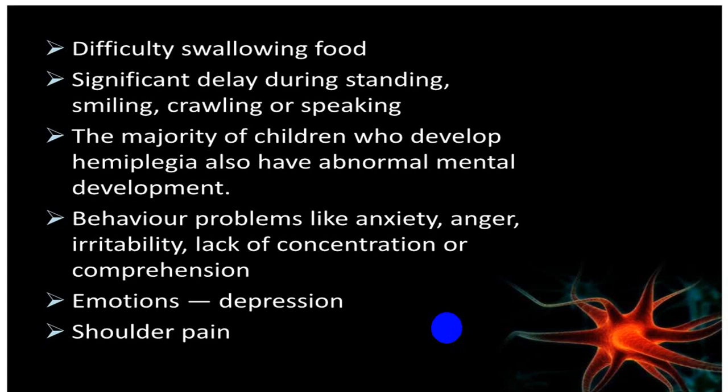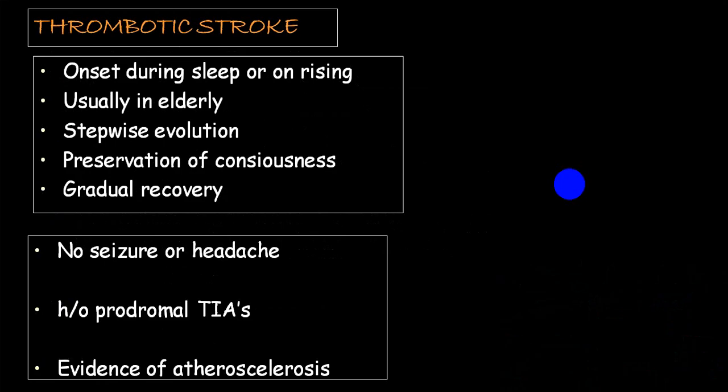Nasolabial fold will not be seen. The person will have the ability to elevate the eyebrow, close the eye, and there will be furrowing of the forehead. This will be clearly seen. If the person has damage in the medulla, because of damage to the reticular formation, the person will have altered level of consciousness. Also, the person will have altered level of consciousness if there is gross damage to the cerebral cortex. So these are some of the findings which you will be coming across.